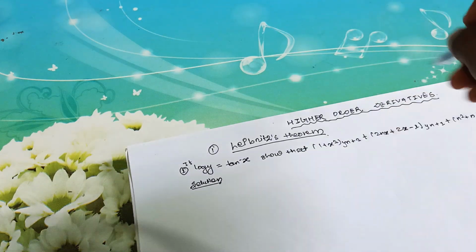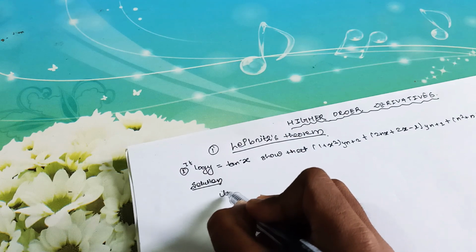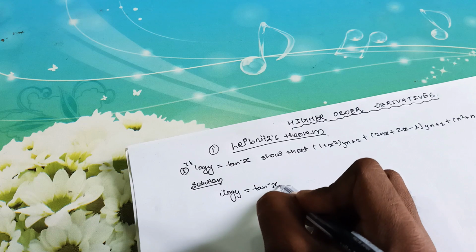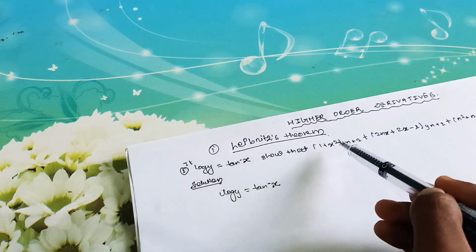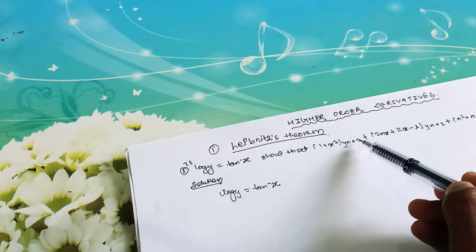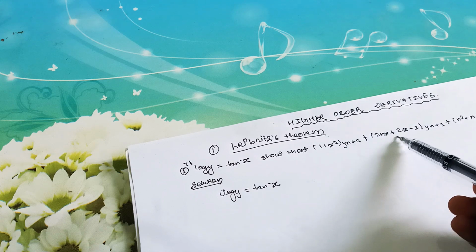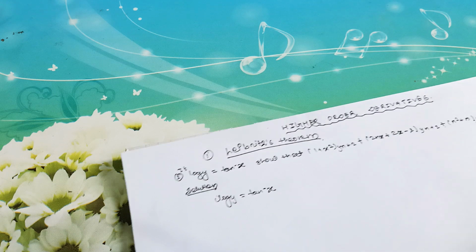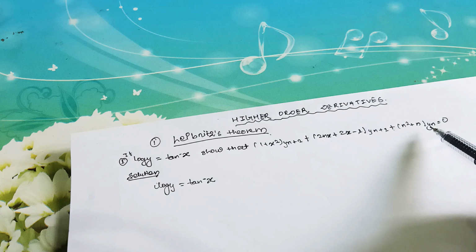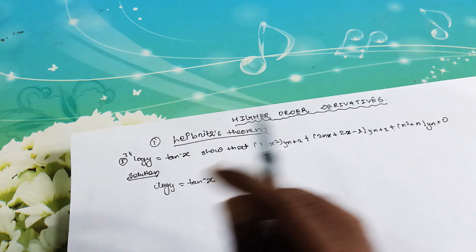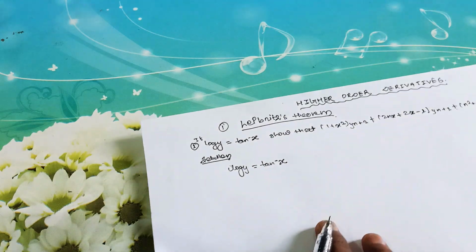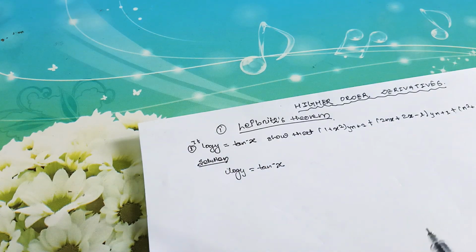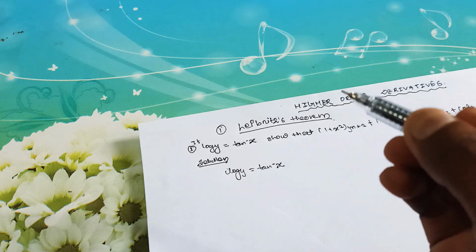Given log y is equal to tan inverse x. This is the question, and we have to show that (1 plus x square) y(n+2) plus (2nx plus 2x minus 1) y(n+1) plus (n square plus n) yn is equal to 0. To prove it, first of all, we have the given equation, log y is equal to tan inverse x. So first of all, we have to differentiate it.